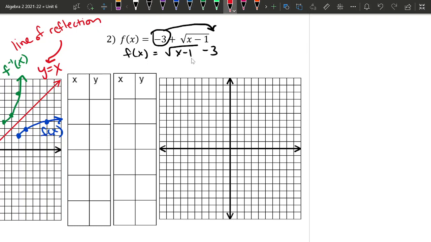I have x minus h. So the 1 is my h value, and it's going to move to the right 1 space. So h is 1. The -3 at the end, that's the k value, so it's going to go down 3 spaces. K is -3. That's going to be the starting point of my original f of x function. 1, -3.